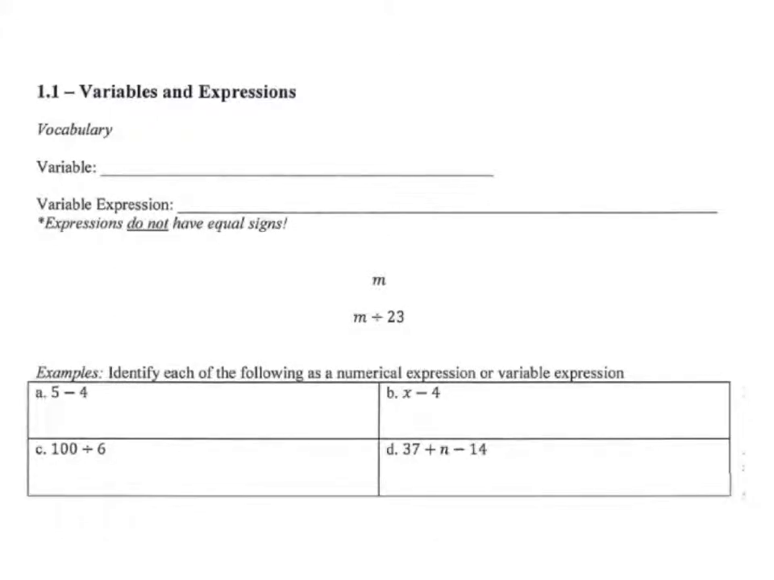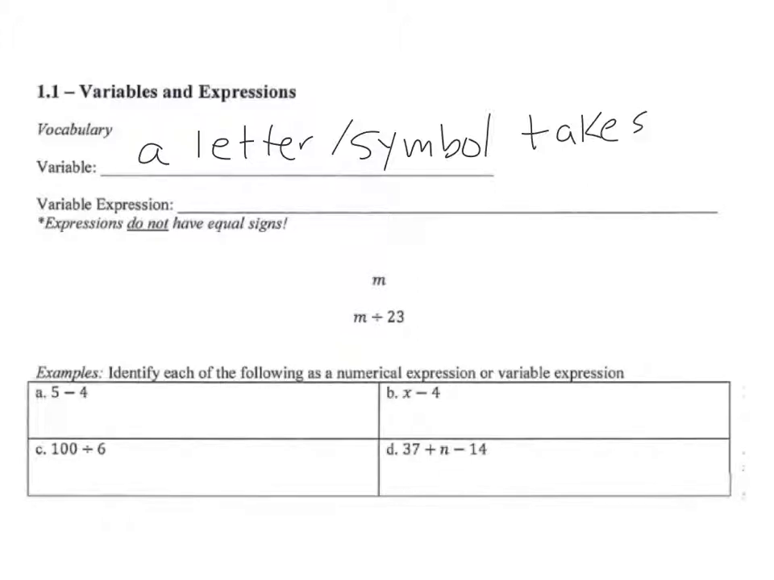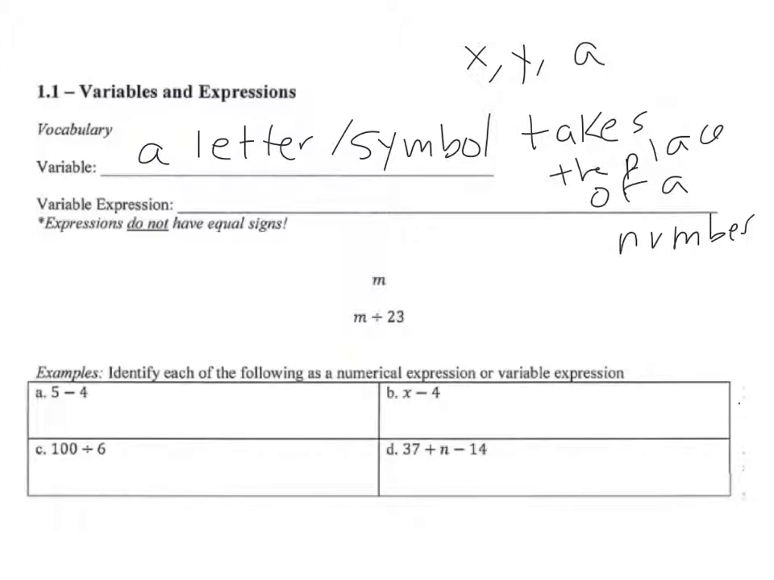A variable is a letter or symbol that stands for a number or takes the place of a number. So variables can be like X or Y or A. It's a letter or symbol that takes the place of a number.